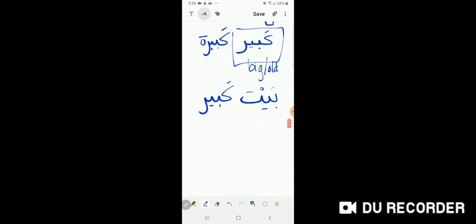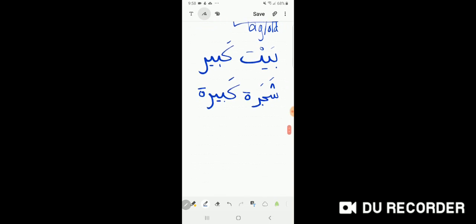But if I want to describe something that is feminine, let's say I want to say a big tree. What's the word for tree? Shajara is a feminine word. So what are we going to do to the adjective? We're going to add to it التاء مربوطة: كبيرة. بيت كبير, شجرة كبيرة.